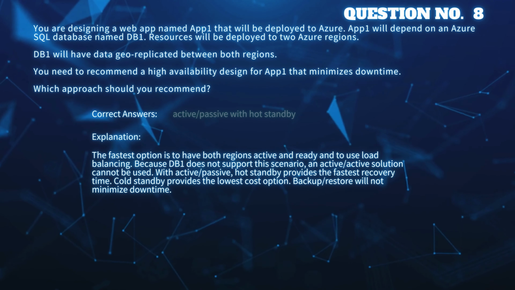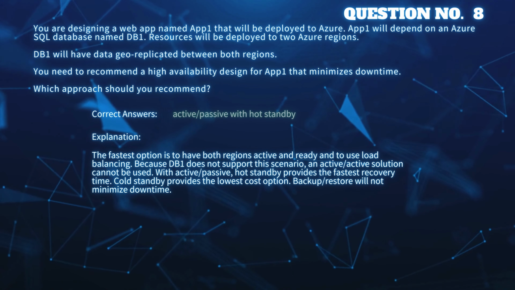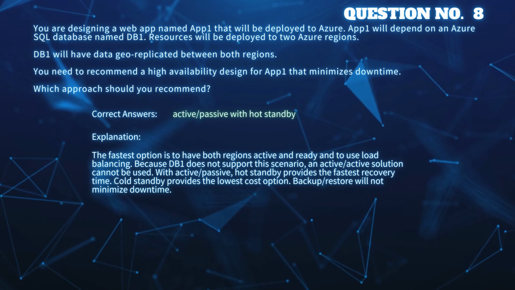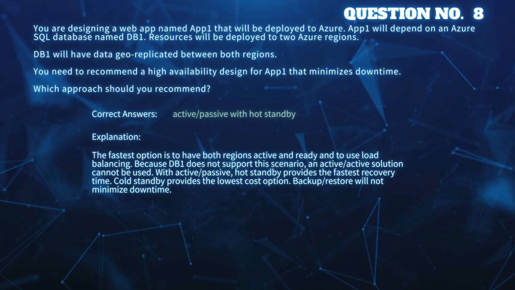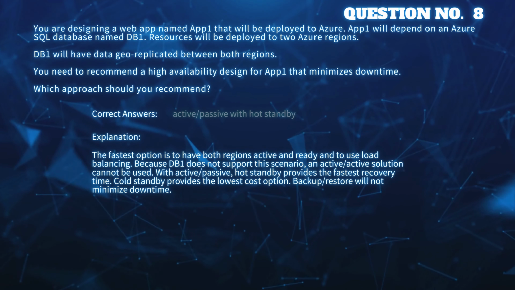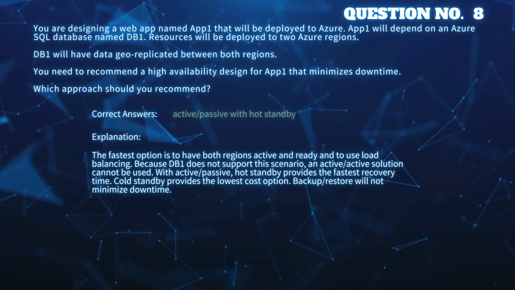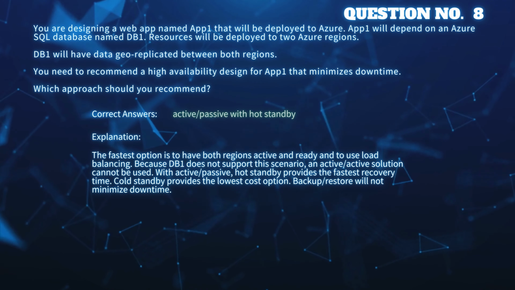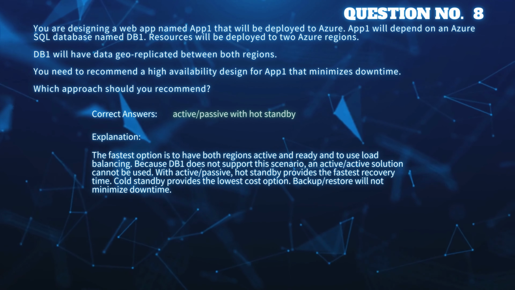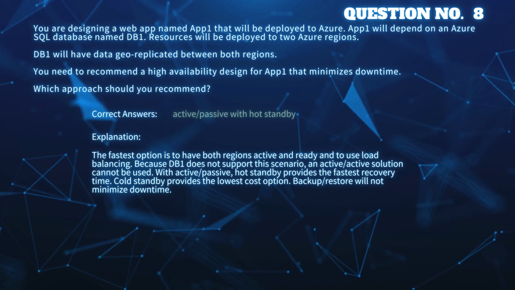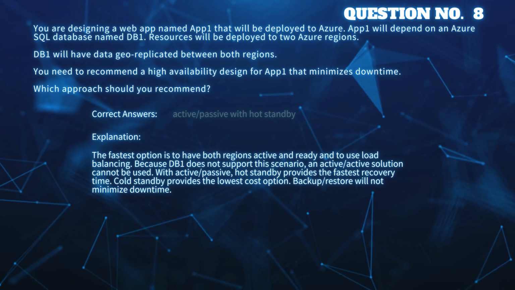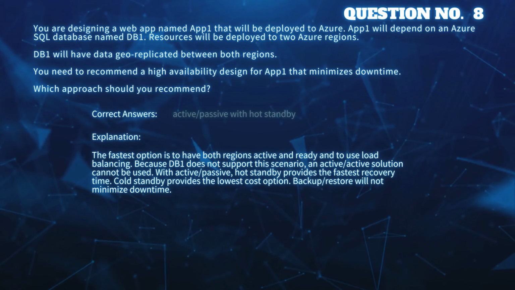Explanation, the fastest option is to have both regions active and ready and to use load balancing. Because DB1 does not support this scenario, an Active/Active solution cannot be used. With Active/Passive, Hot Standby provides the fastest recovery time. Cold Standby provides the lowest cost option. Backup/Restore will not minimize downtime.